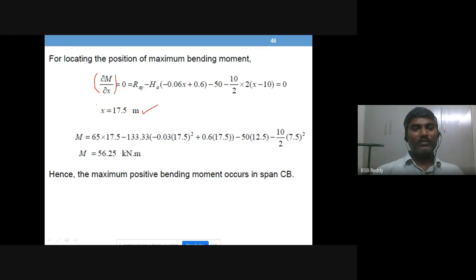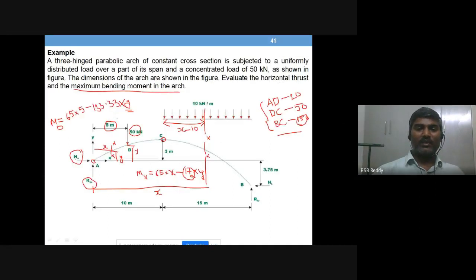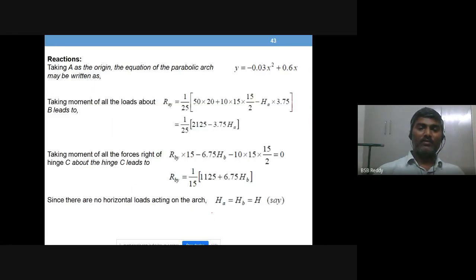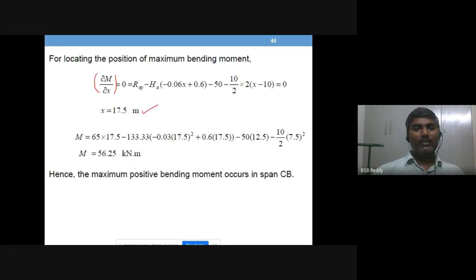So at a distance of 17.5 meters you have a maximum value. So x has come to be 17.5. This is 10 and say 15, midpoint 7.5, so total it is 17.5. I mean to say the midpoint of this 15 is the location of the maximum bending moment. Let us see what the value is by substituting this x into the Mx equation in the previous slide.